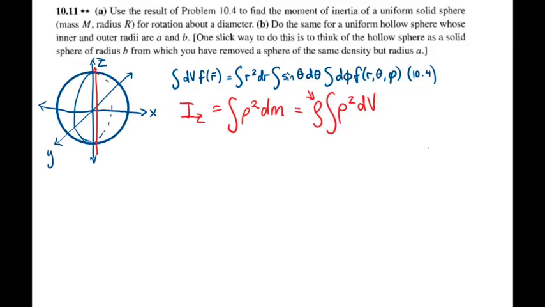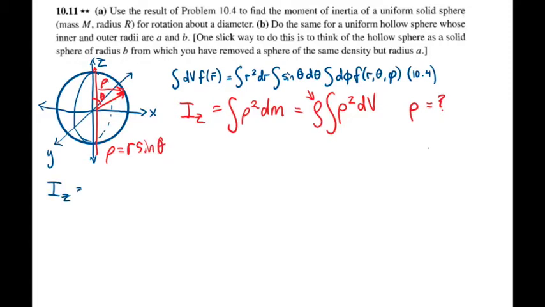So first, how can we express rho, the distance from the z-axis? If we consider some point on the sphere there, then in spherical coordinates, it has a distance from the origin, r, and it has an angle theta here. So we can say that rho equals r sine theta.